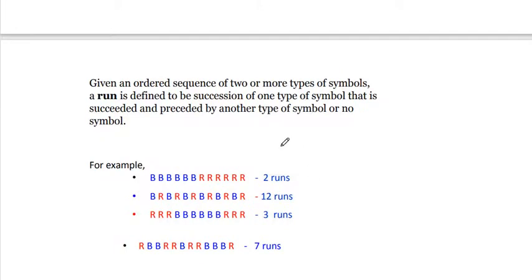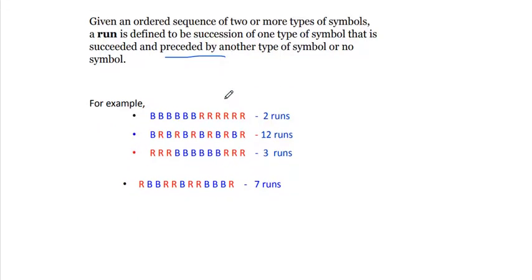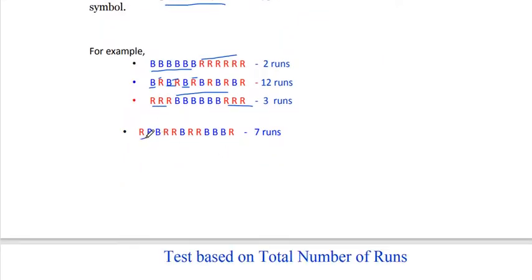Given an ordered sequence of two or more types of symbols, a run is defined to be a succession of one type of symbol that is succeeded and preceded by another type of symbol. You will understand. Here I have only one possibility, so I have two runs. Here I have blue and again red, blue and again red, so when you add up the total you get 12 runs. Here I have one run, here two runs, here one run, and finally three runs. Here also 1, 2, 3, 4, 5, 6, 7: I have 7 runs.